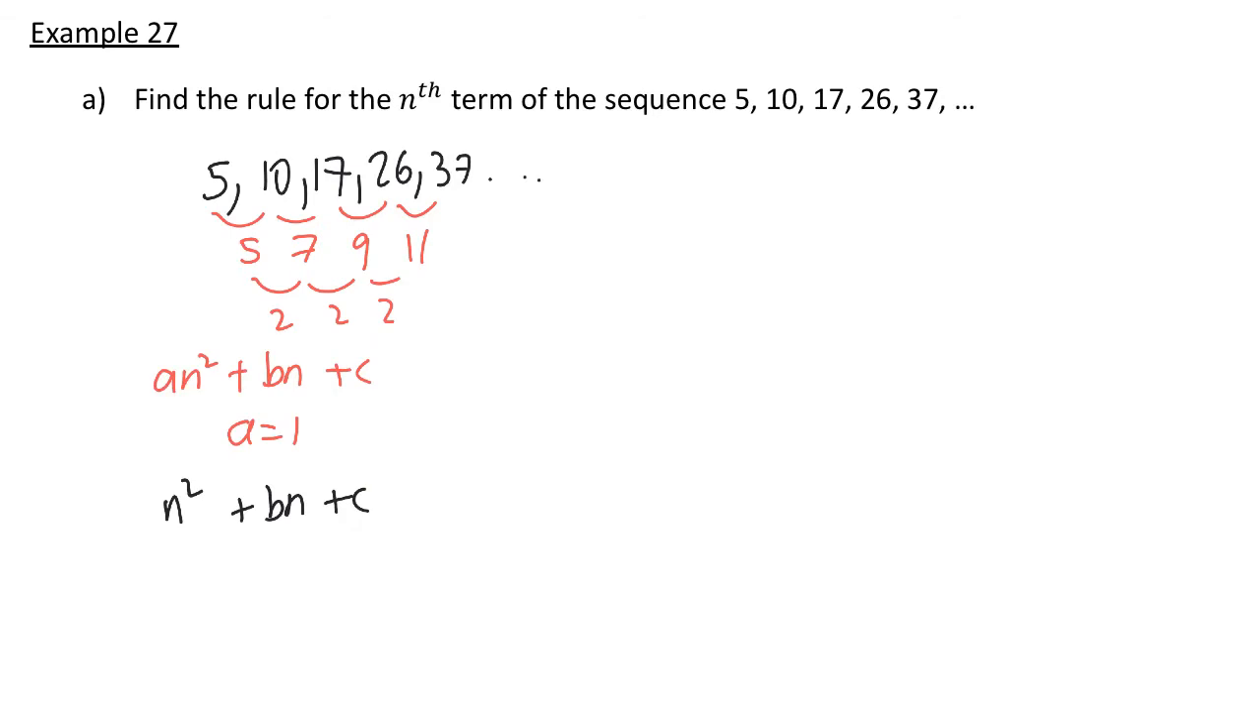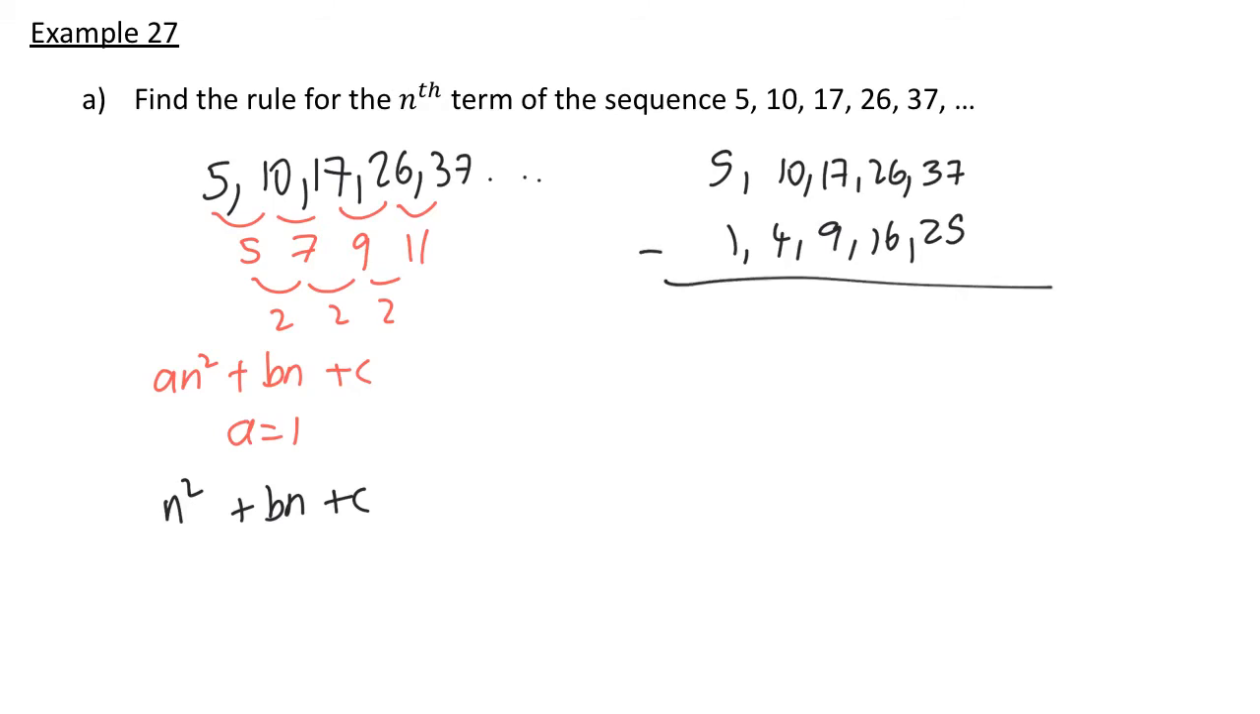Now if we look at the sequence for n squared, it is 1, 4, 9, 16 and 25. And if we compare that to the original one of 5, 10, 17, 26 and 37, and if we subtract those, so if we subtract the n squared from that, what we're really doing algebraically, we get bn plus c. And bn plus c is a really easy sequence. They're the ones we've looked at previously.